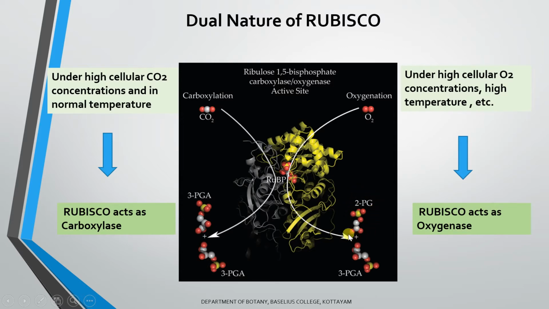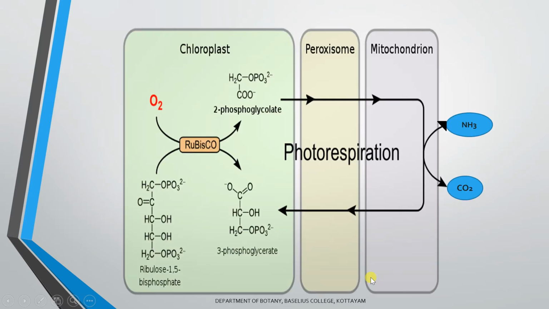This particular compound 2-phosphoglycolate acts as the starting compound of a new cycle, which is the C2 cycle. So this process occurs because of the oxygenation function of Rubisco. This happens when high cellular oxygen concentration and high temperature are present. So this dual nature of Rubisco is the reason for photorespiration or C2 cycle. This is the simplest representation of photorespiration.